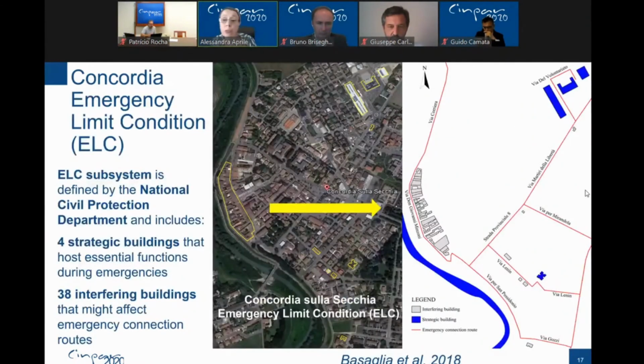Of course, we couldn't study the whole town because it's too wide. And so we focused our attention on the emergency limit condition subsystem, which is defined by the National Civil Protection Department. For Concordia, it includes four strategic buildings that host essential functions during the emergency and 38 interfering buildings that might affect emergency connection routes. The emergency limit condition subsystem, in the concept of the civil protection department, has to survive in order to bring aid to the population after a major disaster.